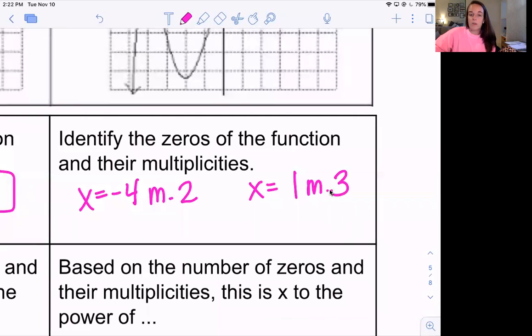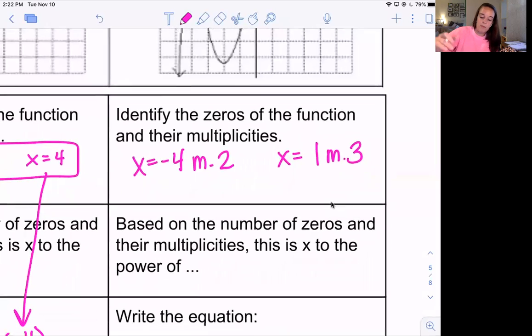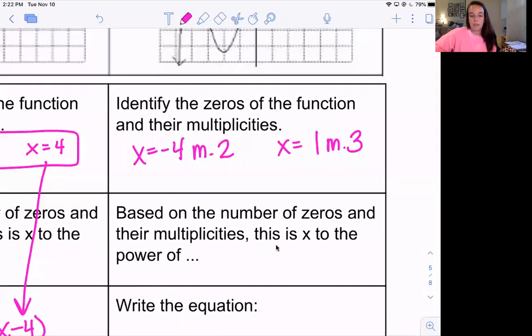Do be careful that you put the period there. M by itself doesn't really mean anything, but m period is almost always multiplicity. So just be careful to put that point there. Cool, good job. So then based on how many roots there are, what is this x to the power of? Yeah, Fatima, good job, x to the power of 5. Because there is a double root that counts for 2 and a triple root that counts for 3 more. That's 5 total. Good job, y'all.